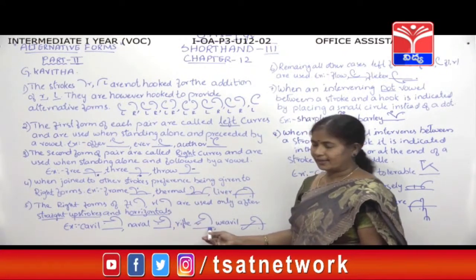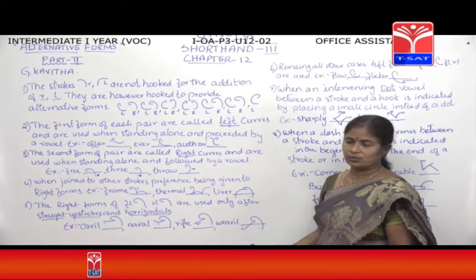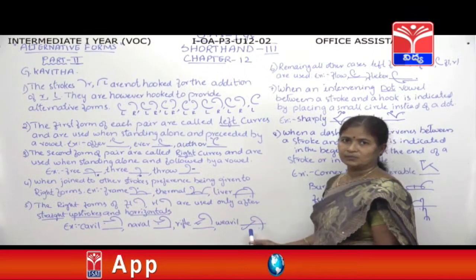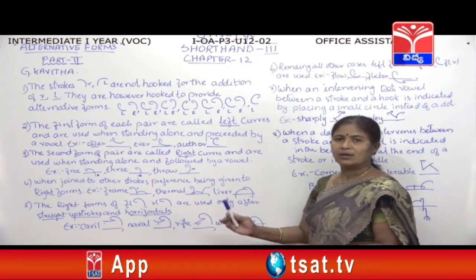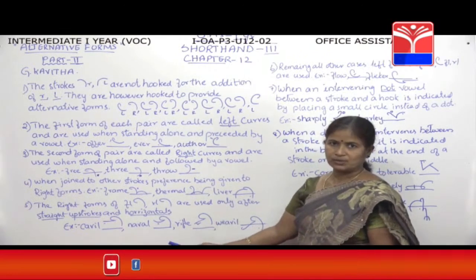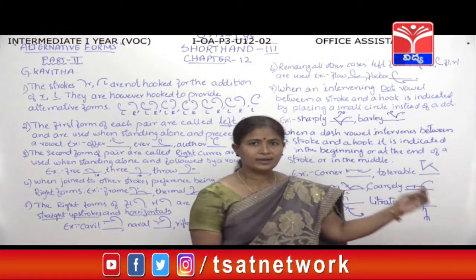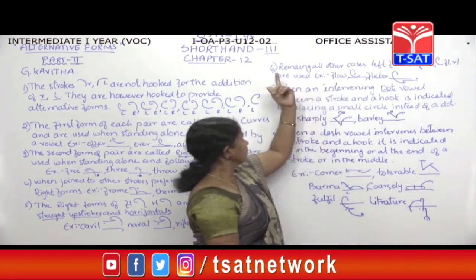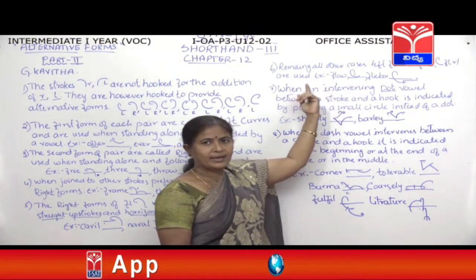Rifle. Same way, way is also an upward going stroke. So we and well. Okay. So right forms of well are used only after straight up strokes and horizontal strokes. In all other cases, we use the left forms of full and well.